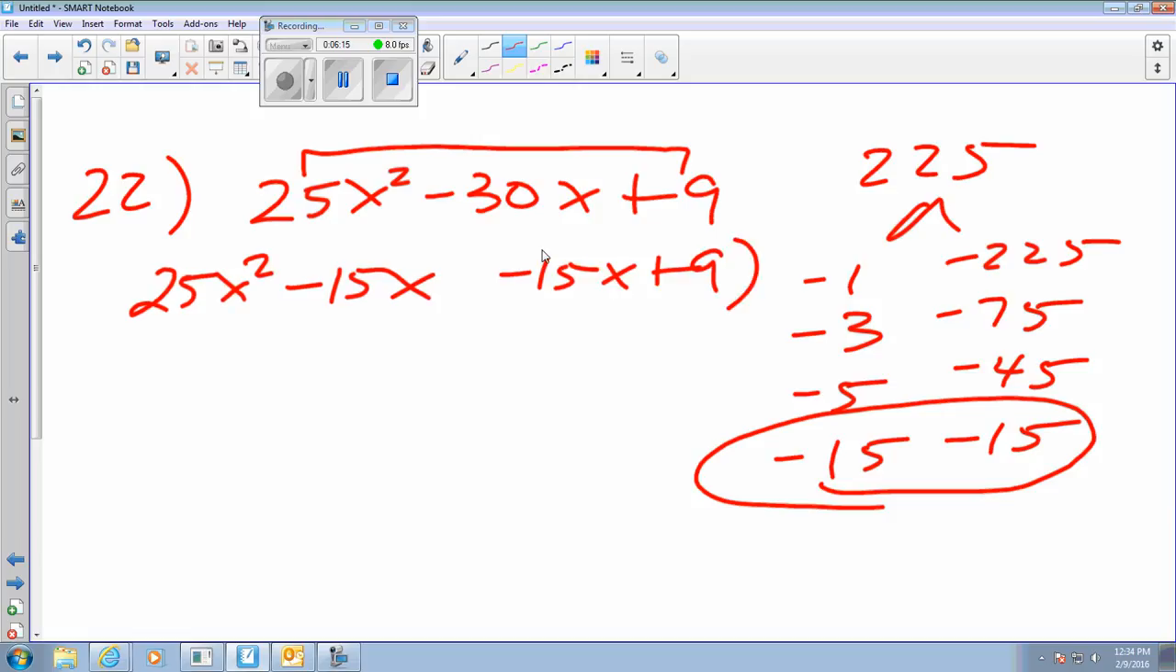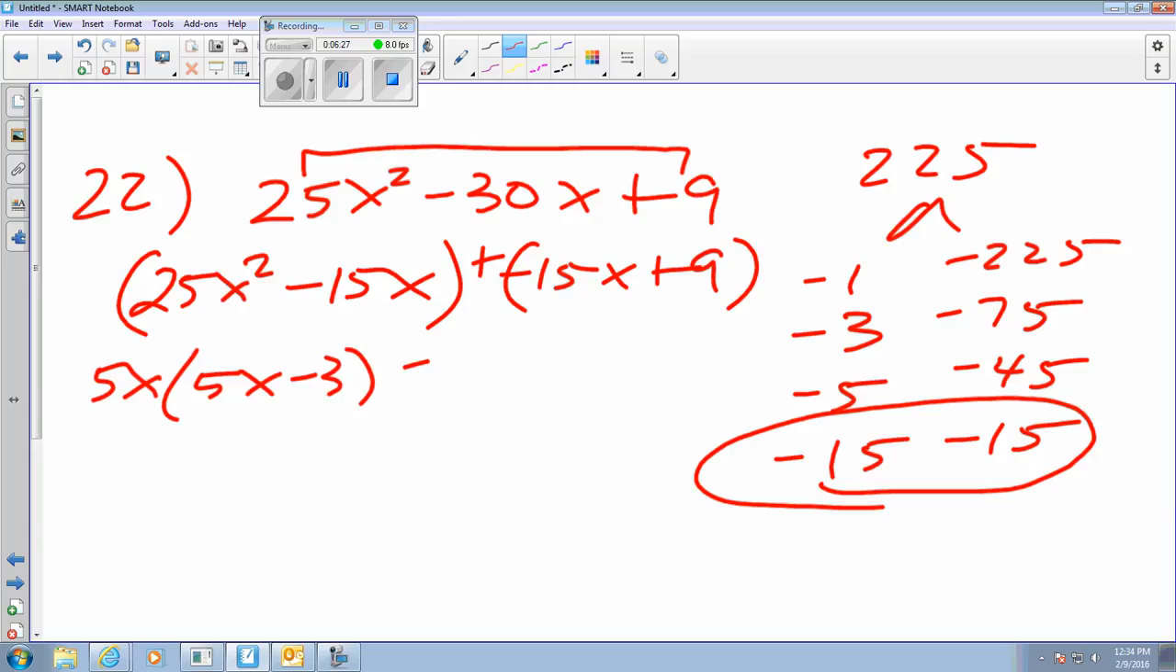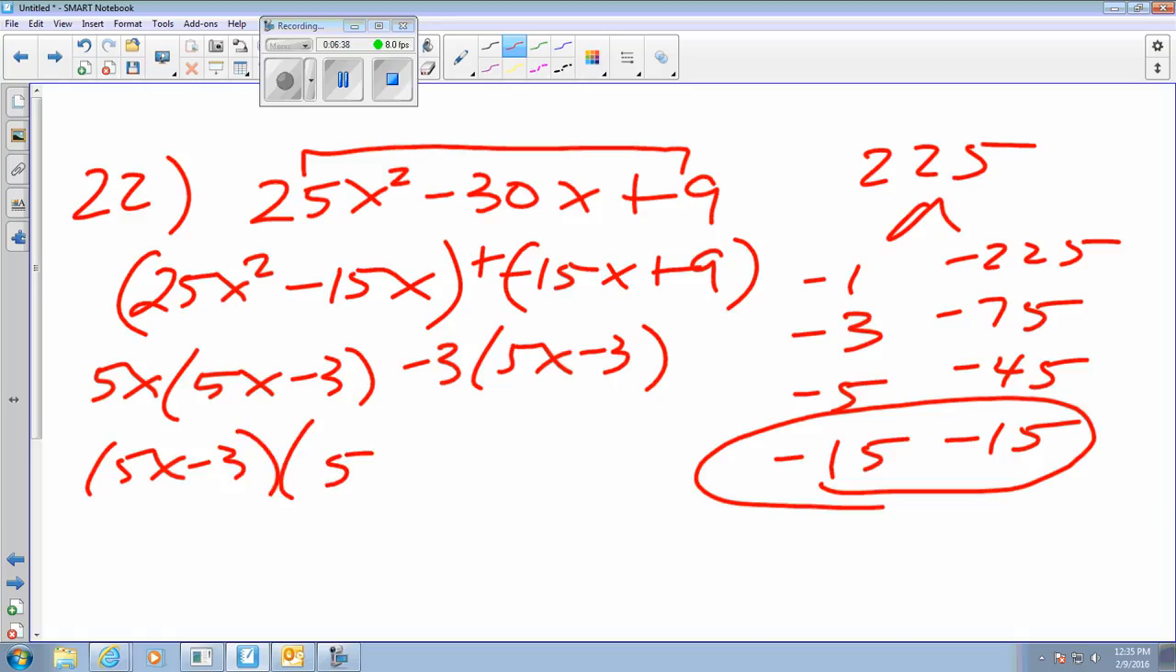And then I'm going to do grouping, plus sign in between. And I'm going to pull out a 5x out of here, leaving me with another 5x minus 3. Pulling out a negative 3 on this one leaves me with 5x minus 3. And we get a 5x minus 3 factored out front, and my leftovers are 5x minus 3. Notice that they're the same, so I'm going to rewrite that as 5x minus 3 quantity squared.